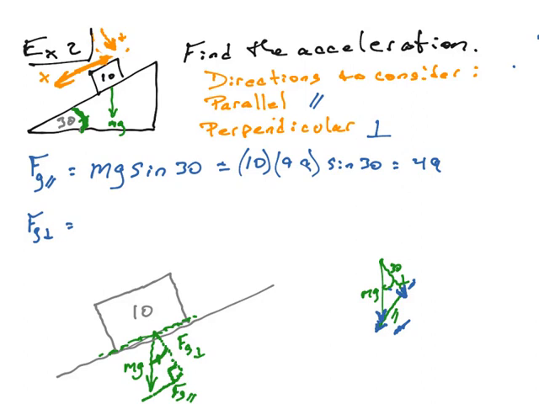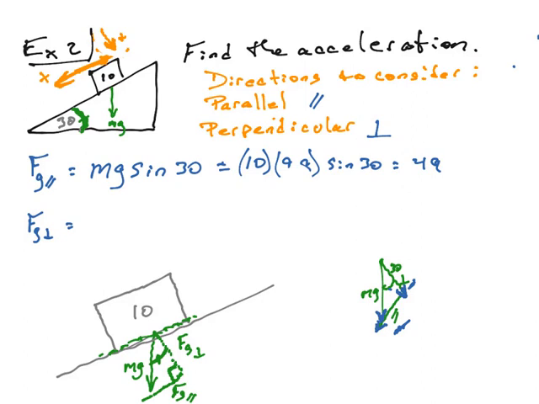So arbitrarily, purely because I happen to know in this case the block will move down the ramp, I'm calling down the ramp to be the positive answer. It doesn't matter. I could have chosen the other way. This is just what I chose. All right, so there's my gravity parallel piece. I now need the gravity perpendicular piece.